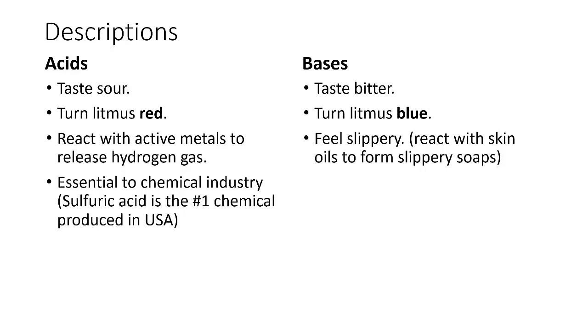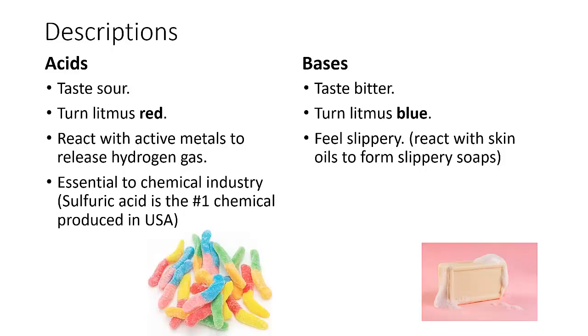But these are in here in case you have something like these gummy worms that you see here below. Those taste sour. So whenever you taste something that is sour, know that that's an acidic compound that you're eating. Whereas if something tastes bitter, that's going to be a more basic compound. And then you're looking over here at the soap. Anything that feels slippery is going to be more basic. And so those are your soaps, that kind of thing.